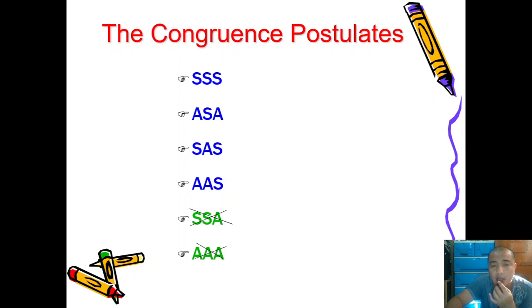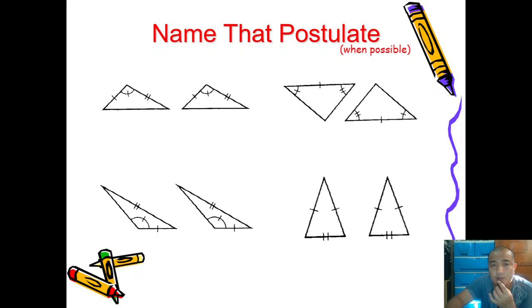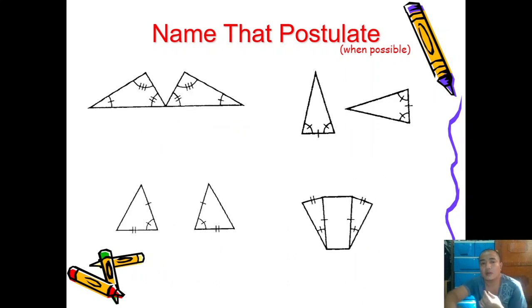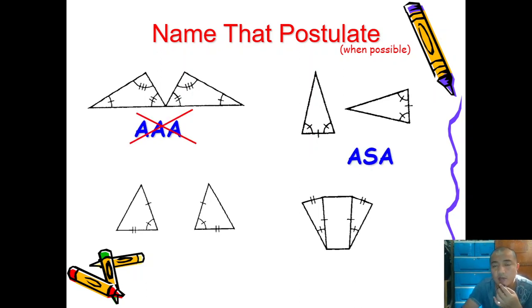Walang SSA, walang AAA. Name the postulate when possible. Number 1. SAS, side angle side. How about here? ASA, angle side angle. How about here? SSA, and here. SSA, hindi pwede. Wala tayong SSA pala, no? Side, angle, side. Ito, SSS naman. AAA, wala tayong AAA. ASA, meron. Angle, side, angle. SAS, side, angle, side. How about this? SSA, wala rin tayo. Ganyan.